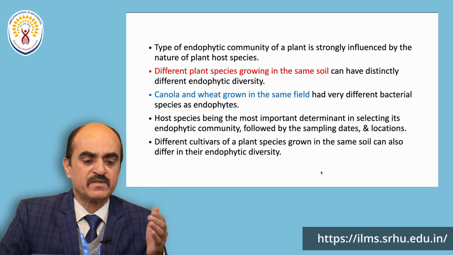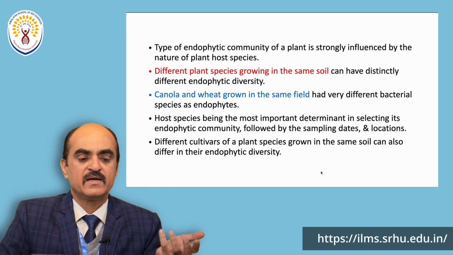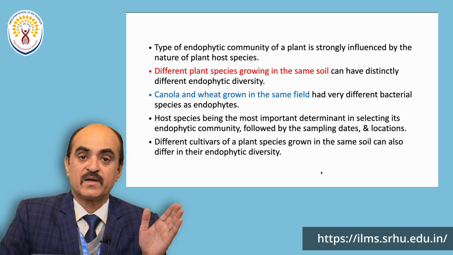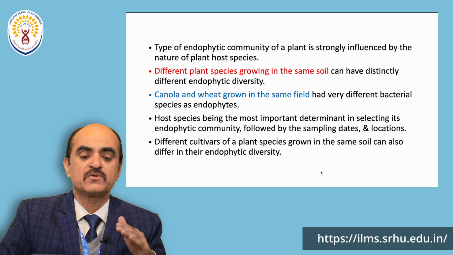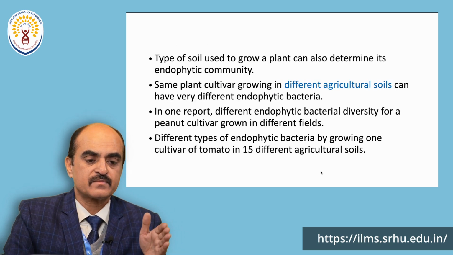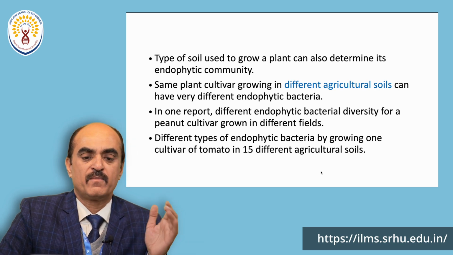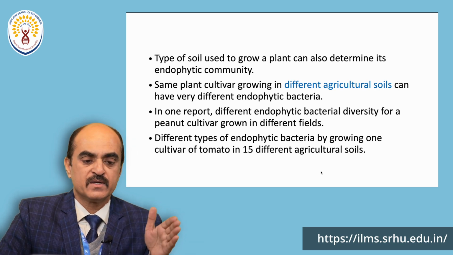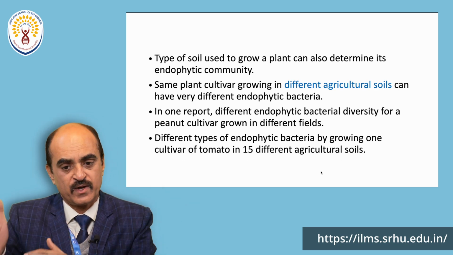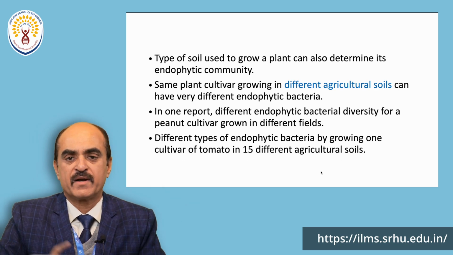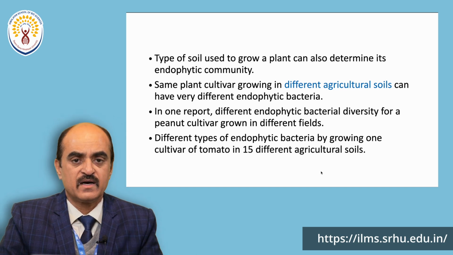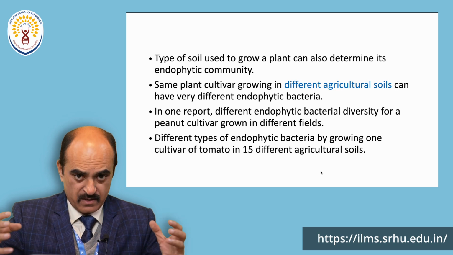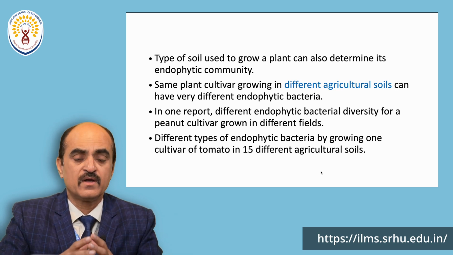The host species is the most important determinant in selecting its endophytic community, followed by sampling dates and locations. Different cultivars of a plant species grown in the same soil can also differ in endophytic diversity. So the type of soil used to grow a plant can also determine the endophytic community. The same plant cultivar growing in different agricultural soils can have different types of endophytic bacteria. So the plant type, the climate, the soil type are also factors in determining the type and diversity of the endophytic community.